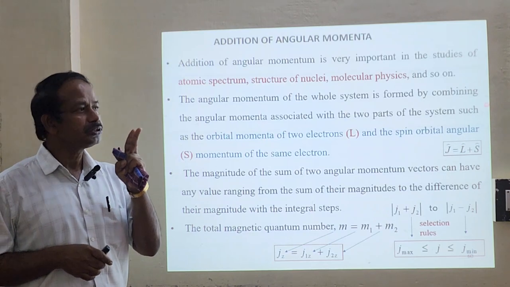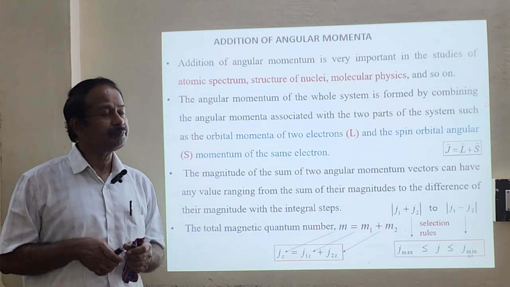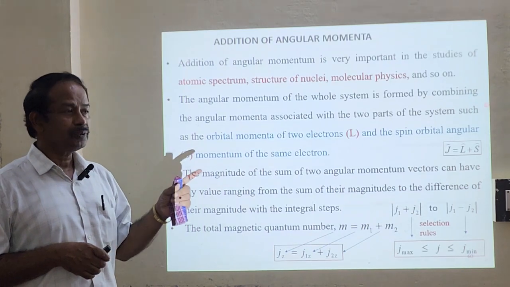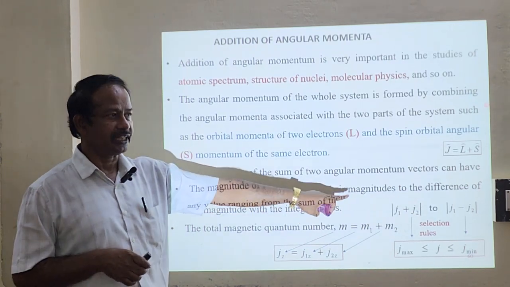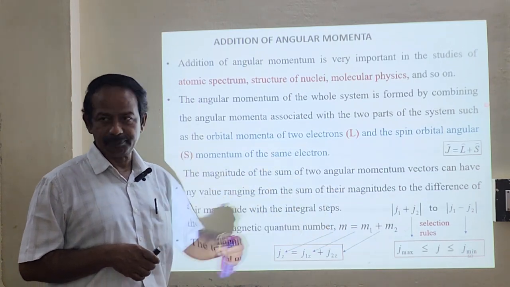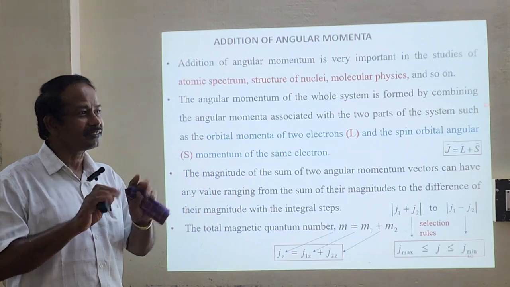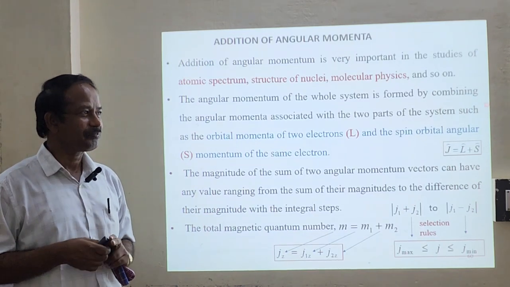So we are going to see these two selection rules. Another very important thing is your J and M. We are talking about only J and M here, so we have given importance to J and M. J will almost be constant. So J is constant, M alone will vary.